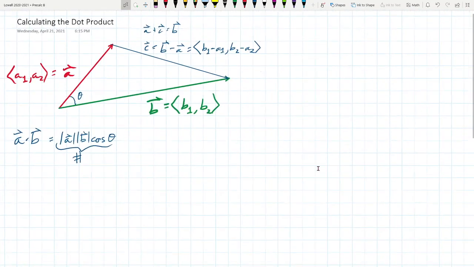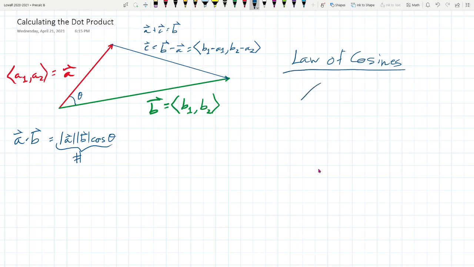So let me remind you what the law of cosines says. Let's pretend I have some random triangle, because it has been a while, and I know two of the side lengths and the angle between them, and I'm trying to find, say, the third side length, which is, again, opposite the angle.